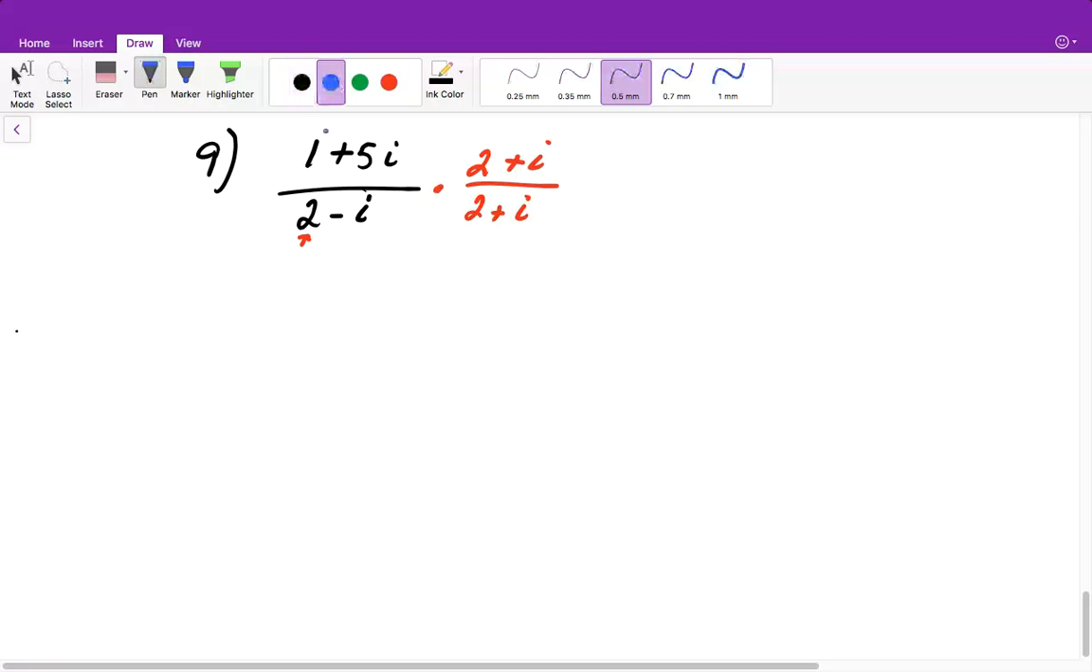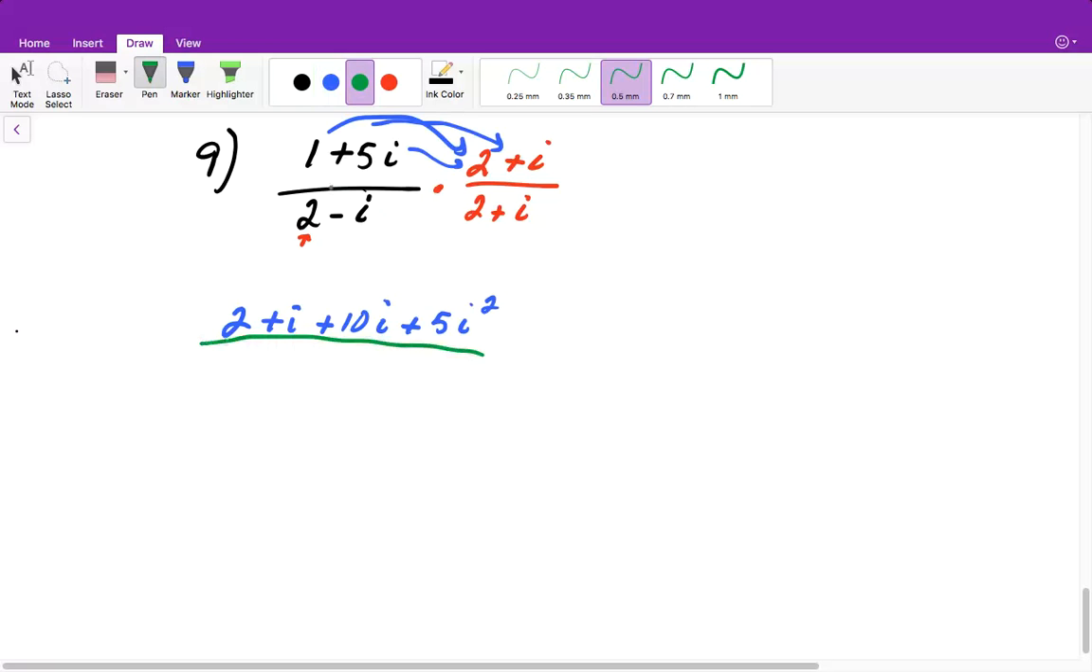We will then distribute. 1 times 2 will give me 2. 1 times i will give me i, so plus i. 5i times 2 will give me plus 10i. And 5i times i will give me plus 5i squared. All over the bottom. There's a shortcut for this. 2 times 2 will give me 4. I'm just going to work it all out, but if you know the shortcut, you can use it. 2 times i will give me plus 2i. Negative i times 2 will give me minus 2i. And negative i times i will give me minus i squared.